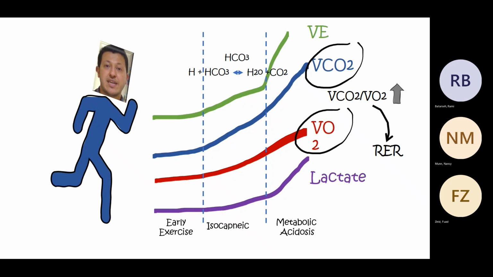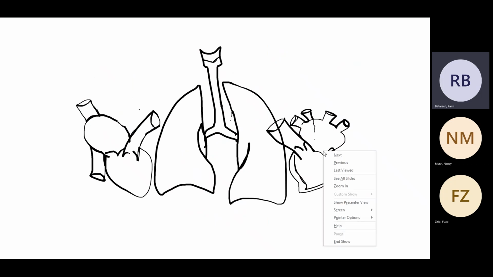Okay. Is it clear? Clear like mud? All right. So the 0.8 means the consumption is more than the production. You are right. And at the end of the exercise, or not the end, starting from the anaerobic threshold and going up, the production will be more than the consumption.